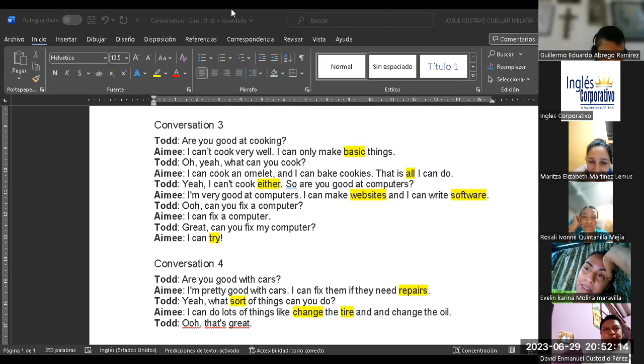I can cook very well. I can only make basic things. Oh yeah, great. Can you cook? I can cook an omelette. And I can bake cookies, that is all I can do. Yeah, I can't cook either. Are you good at computer? I'm very good at computers. I can make websites and I can write software. Oh, can you fix a computer? I can fix a computer. Great, can you fix my computer? I can try. Thank you very much.